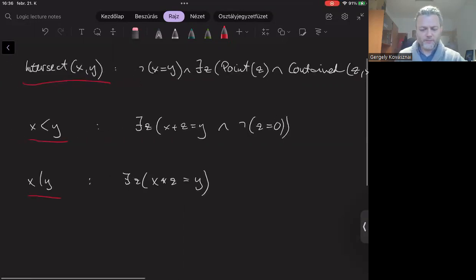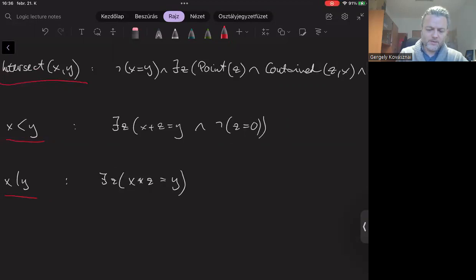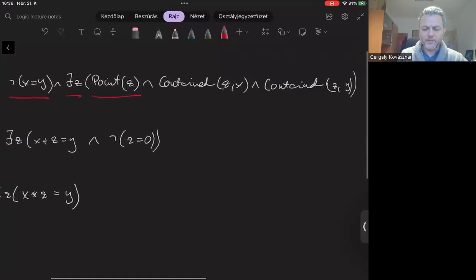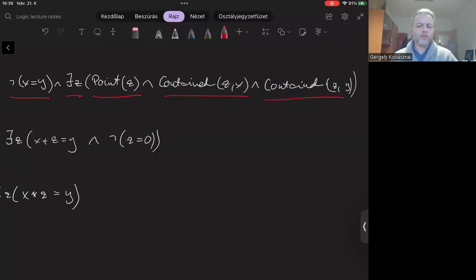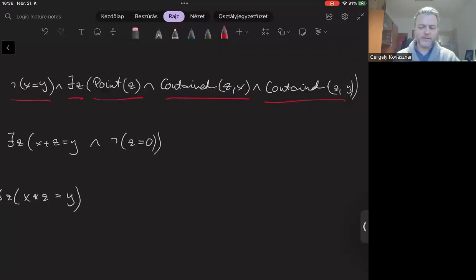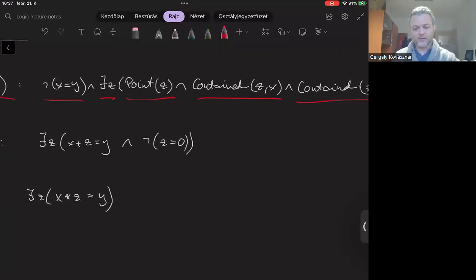Let's check out the first definition. Here we can say that 2 lines x and y intersect each other if they are not the same and there exists a common point. By common point, we mean that that point z is contained by both lines. Of course, here I'm using 2 predicates, point and contained. These predicates should be defined as well, but now I'm not going to give the full definition. I just wanted to demonstrate that here we use a predicate logic formula.